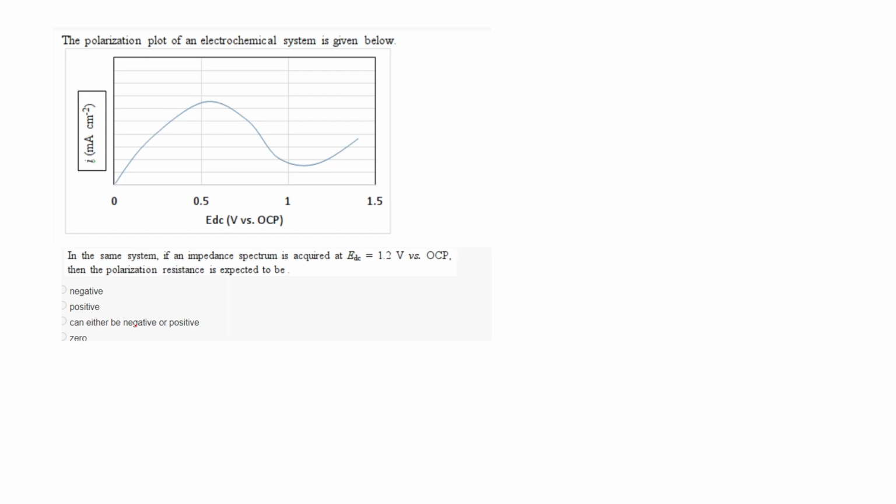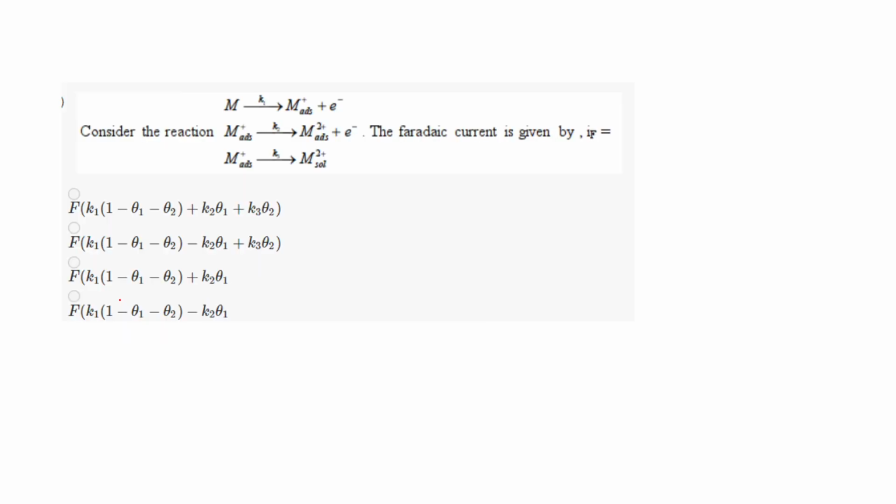It will be positive because it's inclined oppositely. 1.2 is somewhere here, and here you can see it's started to rise. So if you take the differential impedance over here, the slope is positive, so the impedance is also positive. Okay, now the next one.